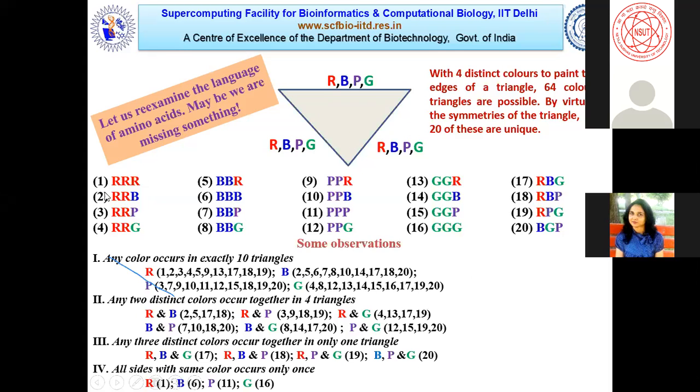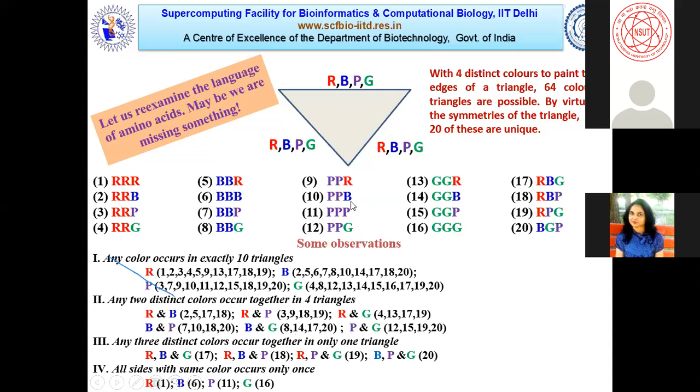How? Well, one combination is all three sides red. Another is one side blue, the next purple, the next green, like that. If you start labeling them, there are only 20. What is interesting, however, is that any color occurs in exactly 10 triangles. Red occurs in 10 triangles, blue, purple, green, etc. I'm bringing this up because of the importance that this mathematics carries, the mathematics of an equilateral triangle. Any two colors occur together in only 4. Any three colors, because there are only 3 sides, occur in only 1.